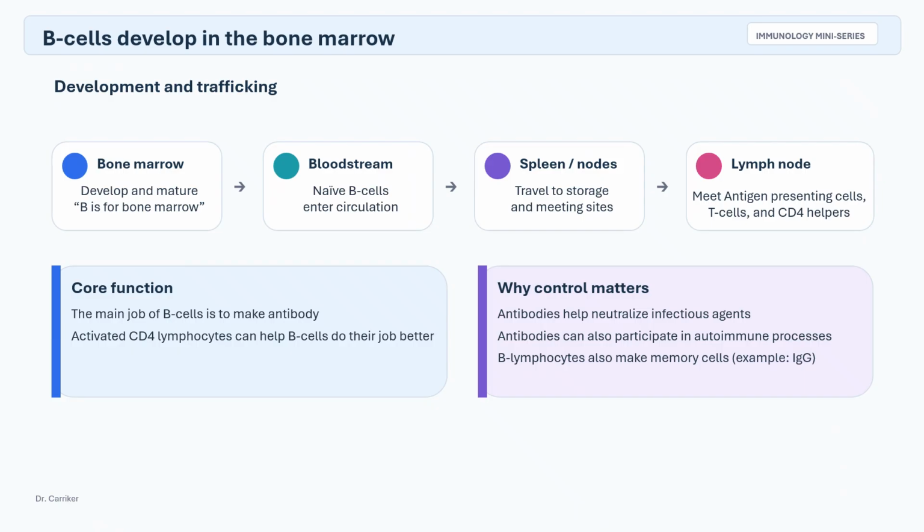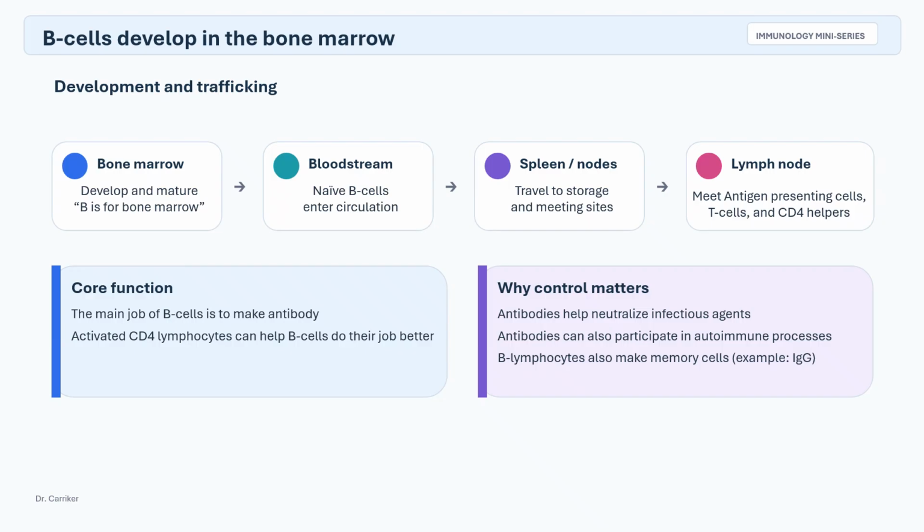So B cells develop in the bone marrow, and that's a helpful memory cue. B is for bone marrow. Now, their developmental pattern is similar in principle to T cells, but instead of maturing in the thymus, they mature and develop in the bone marrow. So they're naive B cells when they leave the bone marrow and travel in the bloodstream to the spleen and the lymph nodes. Just as an aside, consider someone who's had their spleen removed.